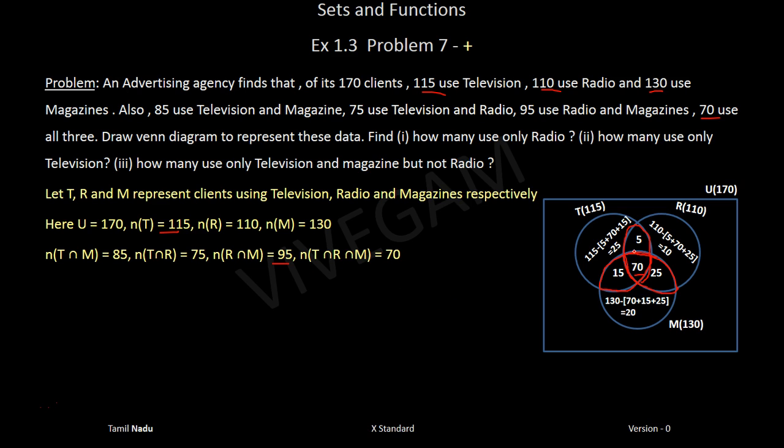So this whole area is 95. But this portion is already 70. So this portion will be 95 minus 70, that is 25. Now we have filled all these things.